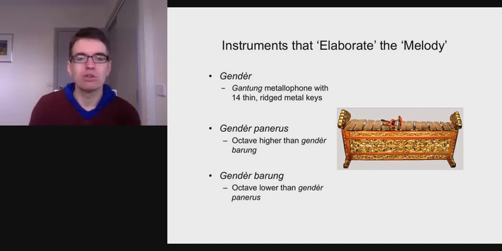And you can see the two small mallets that are used to play the gender in the picture on the screen. The names of the two gender are the gender panarus and the gender barong. Just like the saron panarus and the bonang panarus, the gender panarus is an octave higher, so it denotes the higher instrument, and gender barong is the lower of the two gender in a gamelan ensemble.